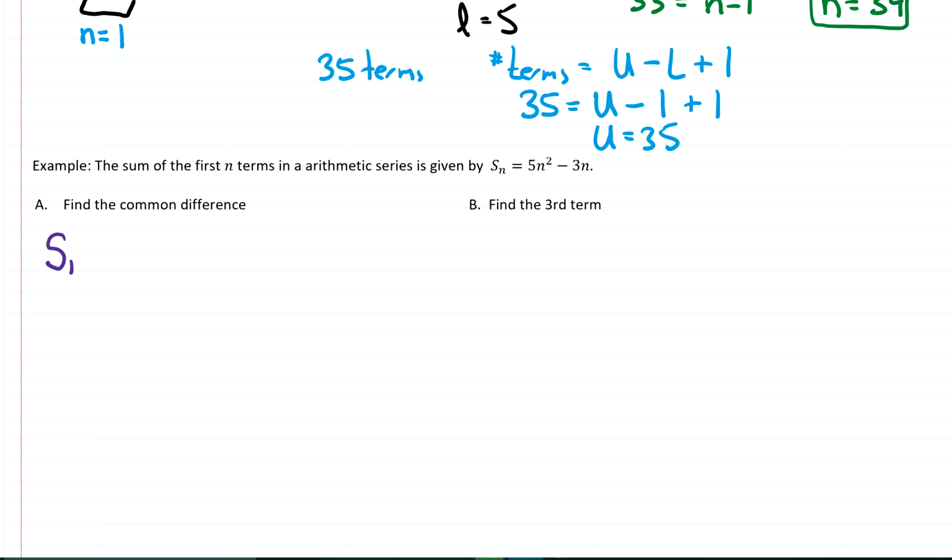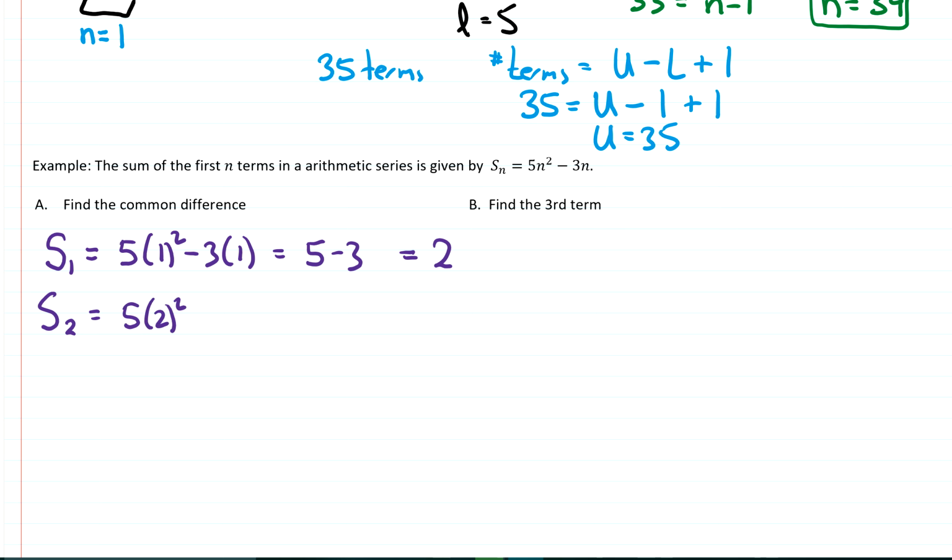So I'm going to find the sum of the first term. So that means my n value is 1. So if I put 1 into the formula, I have 5 times 1 squared minus 3 times 1. And that would be 5 minus 3, which is 2. If I find the sum of the first 2 terms, that would be 5 times 2 squared minus 3 times 2, which would be 4 times 5 is 20. And then minus 6, and that's going to give us 20 minus 6 is 14.